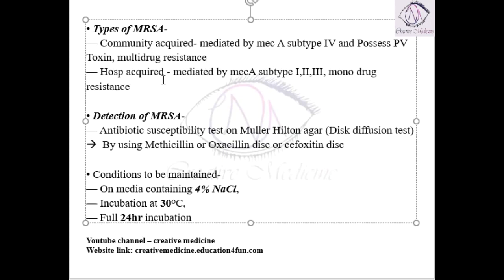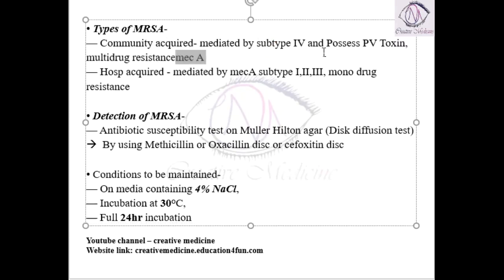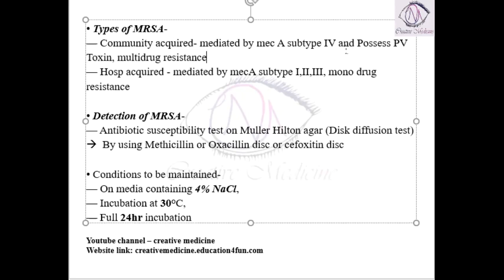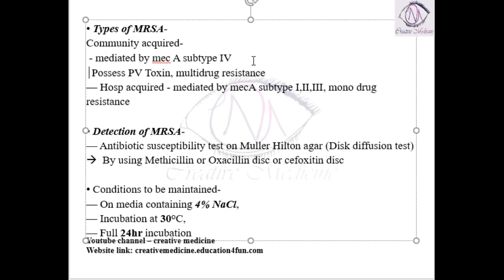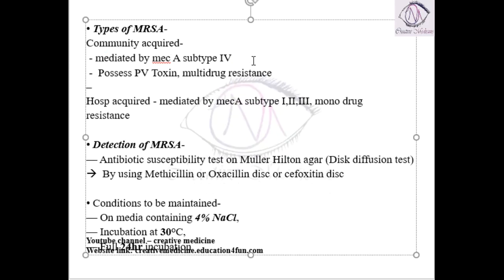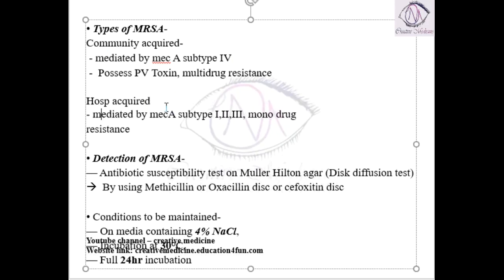The community-acquired and hospital-acquired types are mainly differentiated by their subtypes. Community-acquired methicillin-resistant Staphylococcus aureus is mainly mediated by mecA subtype 4, and it will also possess the Panton-Valentine toxin. It causes multi-drug resistance. Whereas we also have hospital-acquired methicillin-resistant Staphylococcus aureus.